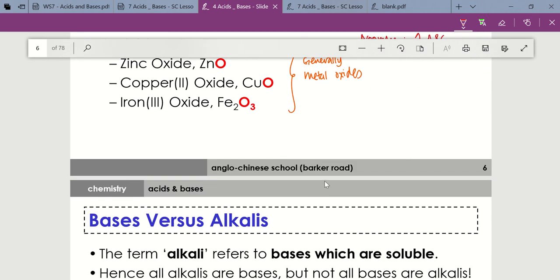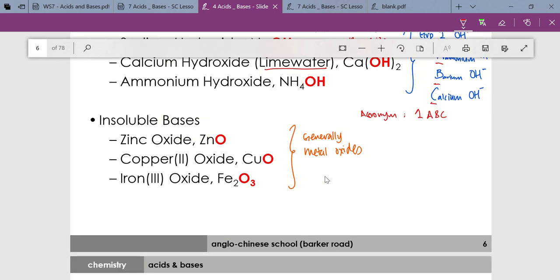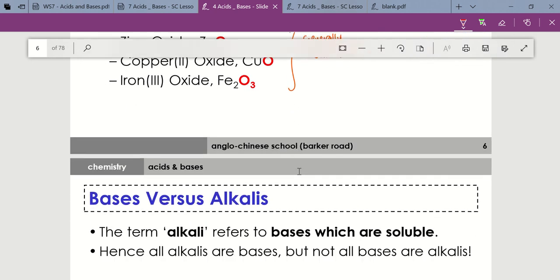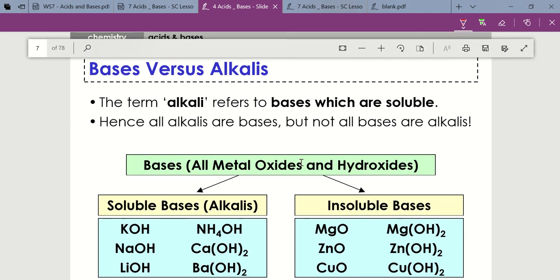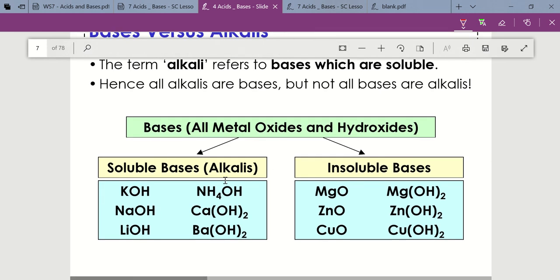Guys, do remember to fill in your theory book as we go along. Just now we saw the Venn diagram of the difference between a base and alkali. We can see that the term alkali refers to soluble bases. And so that's why all alkalis are bases, but not all bases are alkalis. The common ones over here are soluble bases.